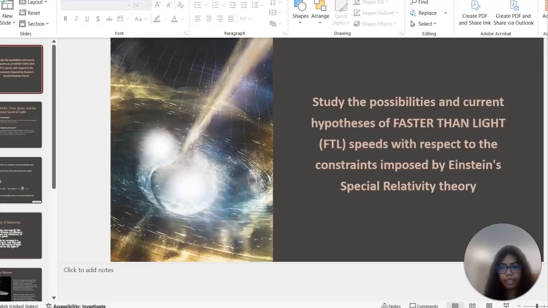The title of my project is Study the Possibilities and Current Hypothesis of Faster than Light Speed with Respect to the Constants Imposed by Einstein's Special Relativity Theory.